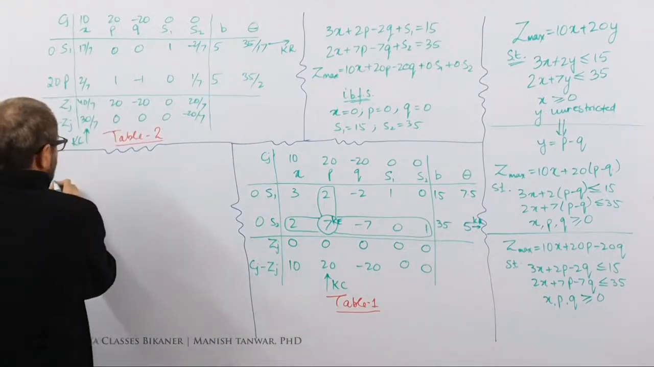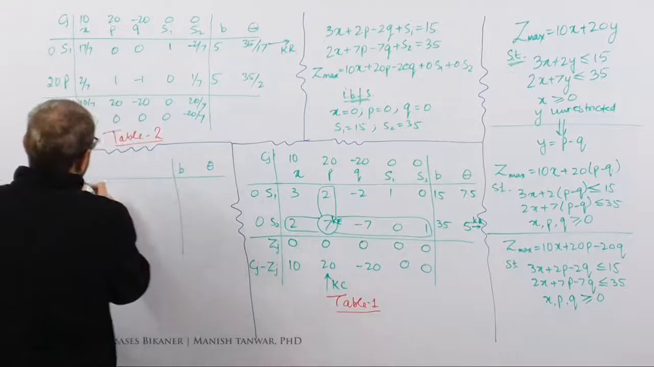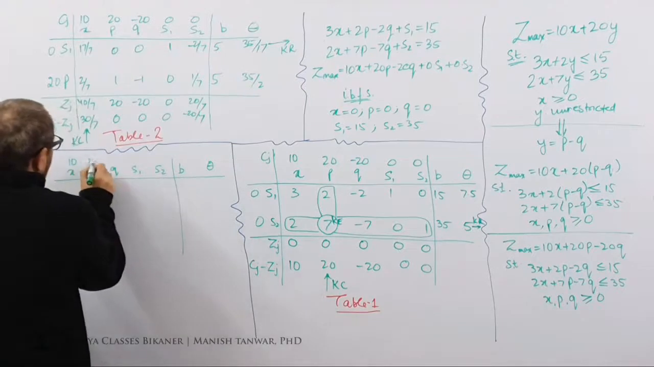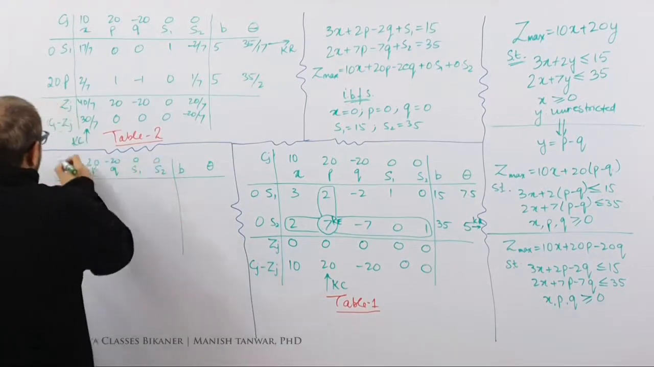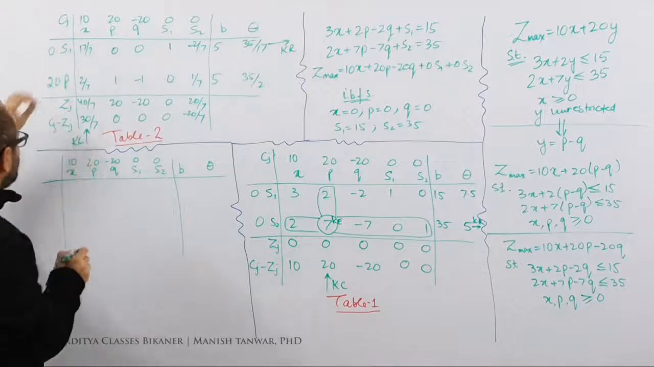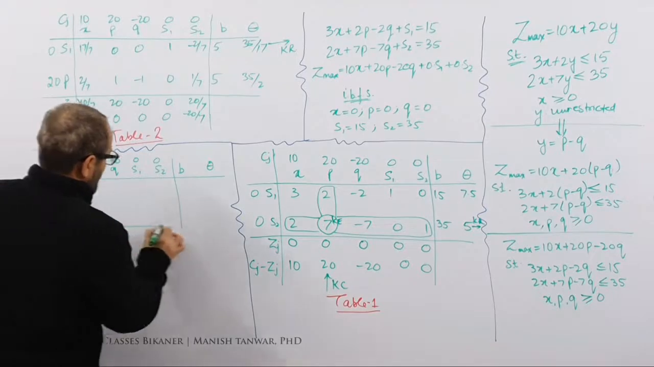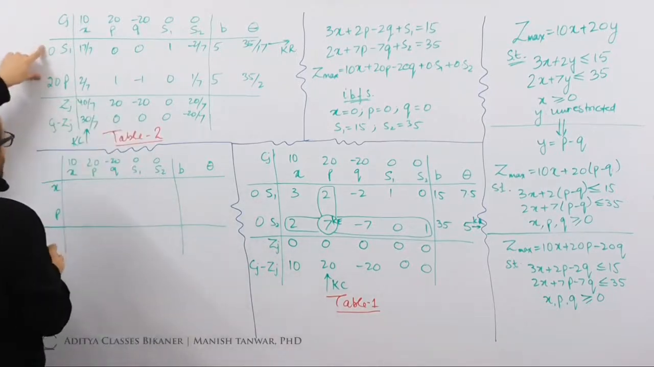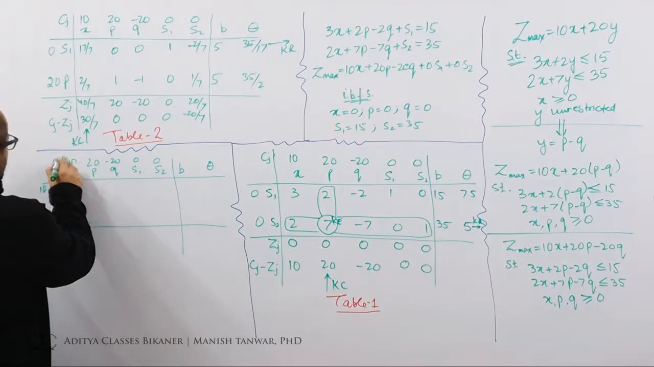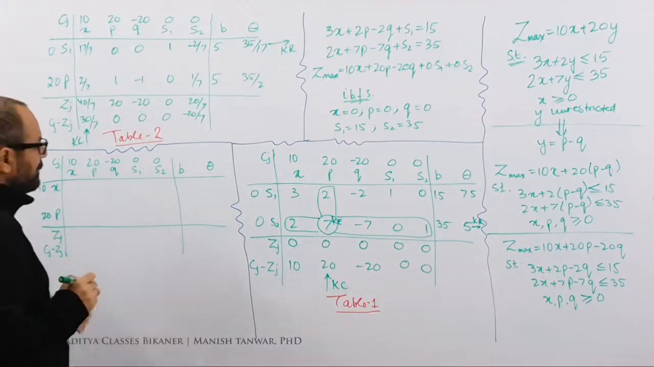Let us have our table. Now S1 is outgoing variable, incoming variable is x. So I have an x over here, and then P is still intact, not touched P. And then we have their contributions. X is contributing a 10, P is contributing 20. We have Cj, we have Zj, then we'll be having Cj minus Zj. This will be our table 3.